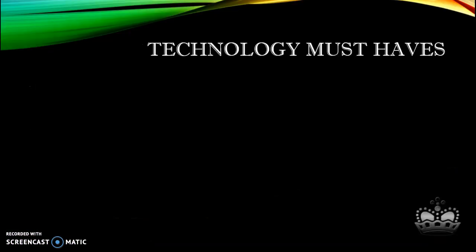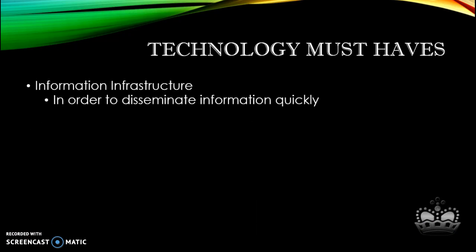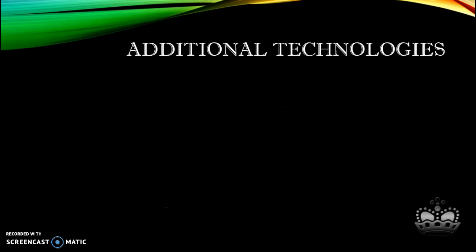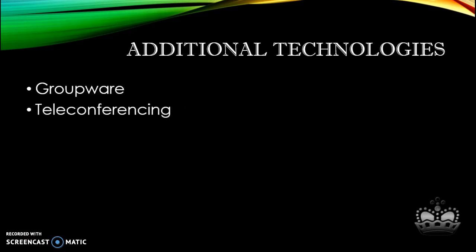Technology for remote teams. Technology must-haves. Your information infrastructure has to be in order to disseminate information quickly. Best technology framework: high-speed computers, the internet, which means video conferencing, emails. Additional technologies are groupware, teleconferencing, virtual worlds.